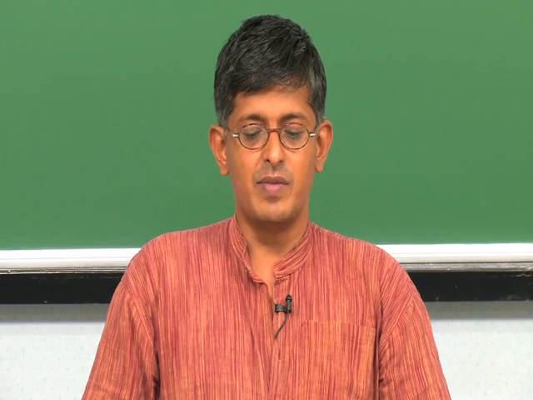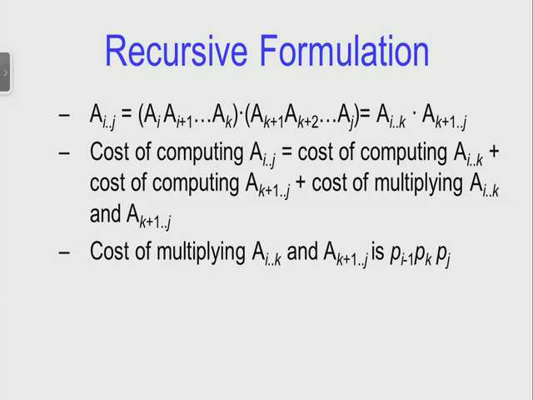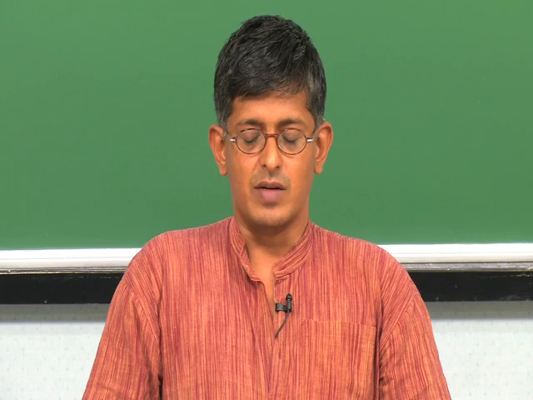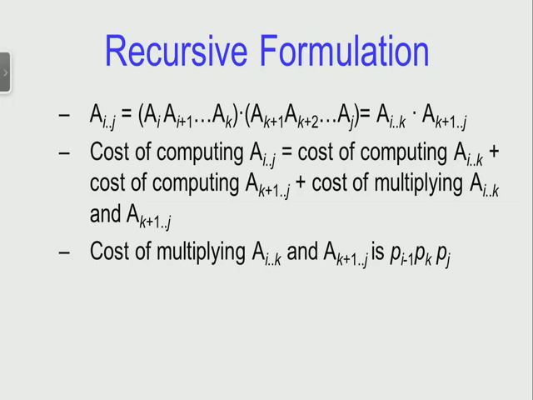Therefore, the total cost of computing A i j is the cost of computing A i k plus the cost of computing A k plus 1 j plus the cost of multiplying the two matrices A i k and A k plus 1 j. Note here that the cost is the total number of scalar multiplications. So, we know that the third term, the cost of multiplying A i k and A k plus 1 j, is p i minus 1 multiplied by p k multiplied by p j. This is because the order of the two matrices are p i minus 1 cross p k and p k cross p j.